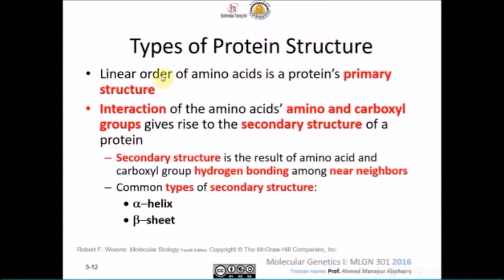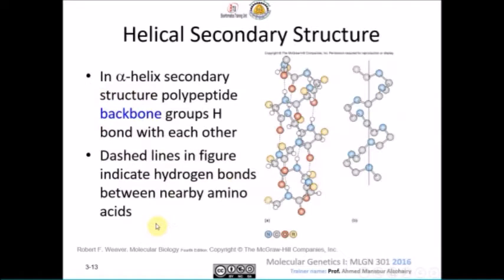Types of protein structure. The linear order of amino acids is called the protein primary structure. Interaction of amino and carboxyl groups gives rise to secondary structure, which is a result of amino and carboxyl hydrogen bonding among near neighbors. Common types of secondary structure: there are two types. The first one is called alpha helix, and the second type is called beta sheet.